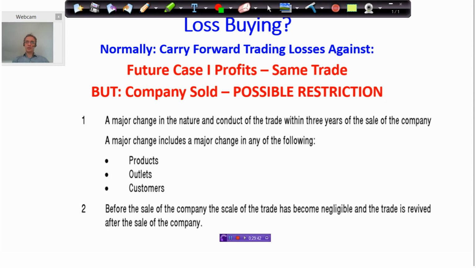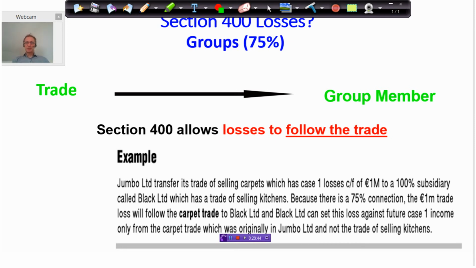Okay, so next point here, similar area, but it works in reverse. We're talking about groups here. We're talking about Section 400 losses, and really this is a tax break for group companies, and we'll know for group companies that we're talking about ownership of 75% or more. So we have a group, broadly speaking, when we have that ownership between one company and another. And really all that we're saying here is that Section 400, in effect, allows a loss to follow a trade.